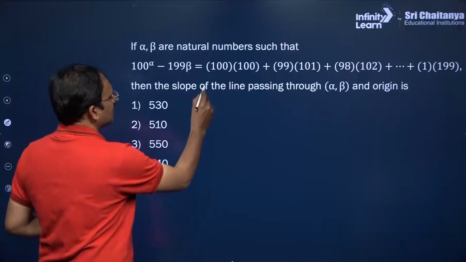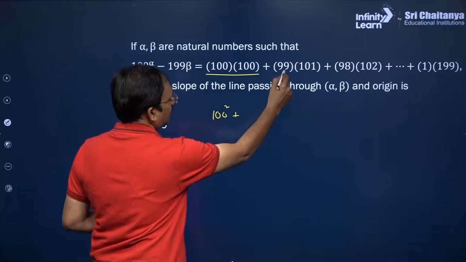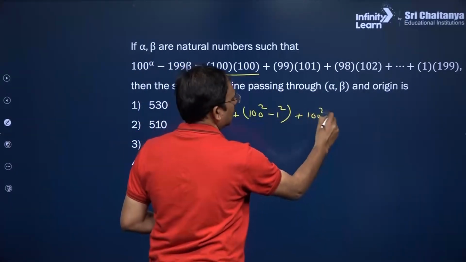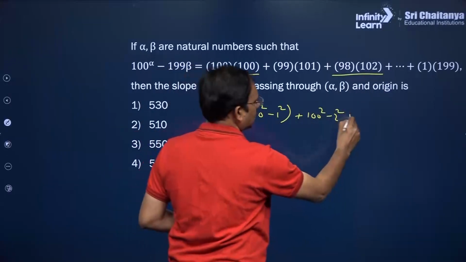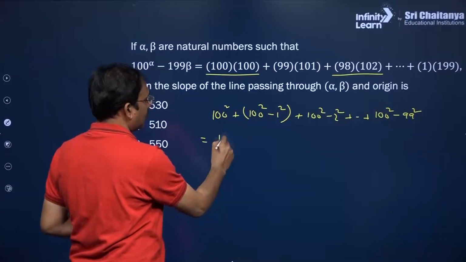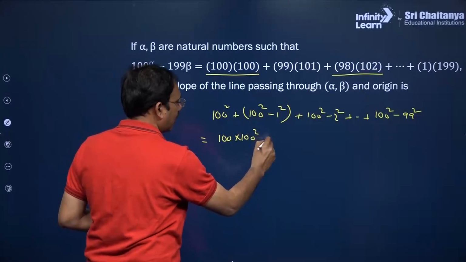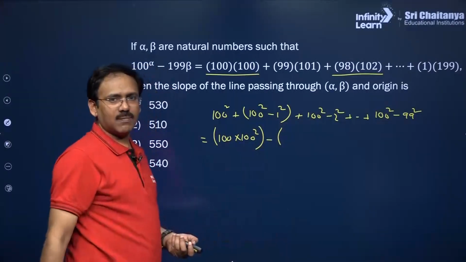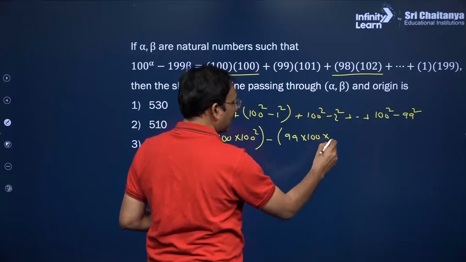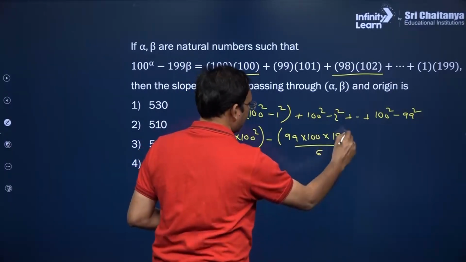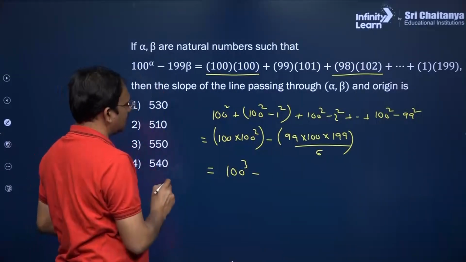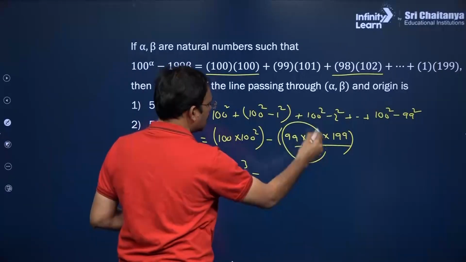Now this question, you just take it as 100 square it is. You can write 100 plus 1, 100 minus 1, which is 100 square minus 1 square. Next one, 100 square minus 2 square, because 100 plus 2 into 100 minus 2, and so on, 100 square minus 99 square. So 100 square comes 100 times here, minus of, you can write 1 square plus 2 square plus 3 square and so on, 99 square is n into n plus 1 into 2n plus 1 by 6, my dear friends. So you can take, this is 100 cube minus, you can write here alpha is 3, 199 into beta, this is beta, my dear friends.